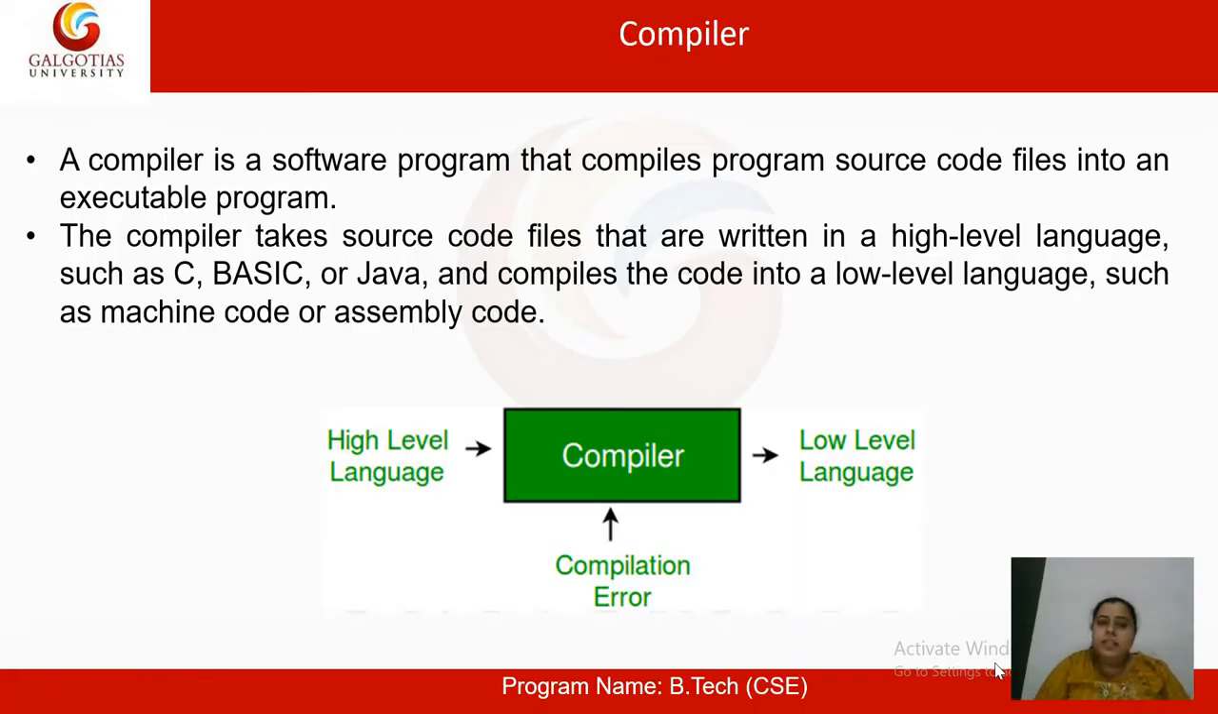The compiler takes the source code files that are written in a high-level language, such as C, Basic, or Java, and compiles the code into a low-level language. It may be machine code or assembly code. Normally it's assembly code. So this is what a compiler is.